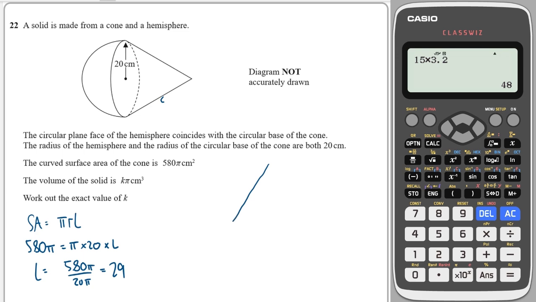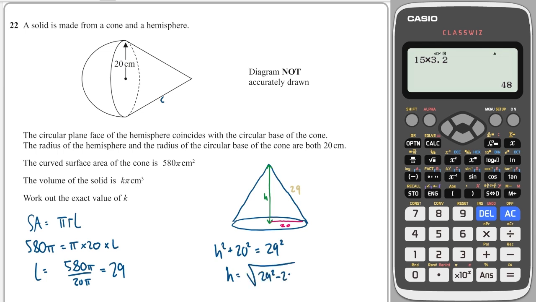Now, if I were to draw this cone out like this, in order for me to work out the volume of it, I need to work out the height of the cone. So the height of the cone would go from the center of the circle right up to the top of the cone. We know this value down the bottom would be the radius, which we know is 20, and we now also know that the slanted height is 29. So we can use Pythagoras to work out the height. So we know that height squared plus 20 squared, the two short sides, must equal the hypotenuse squared. So the height is equal to the square root of 29 squared minus 20 squared.